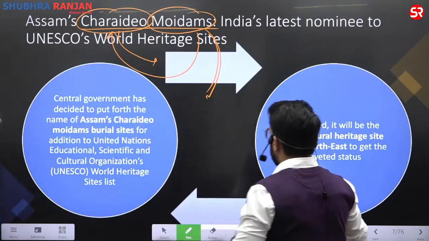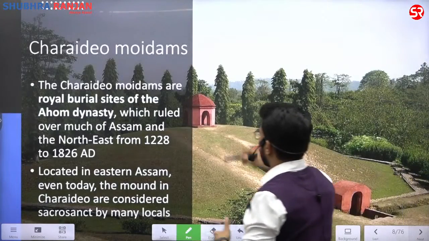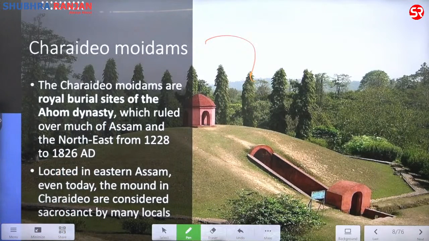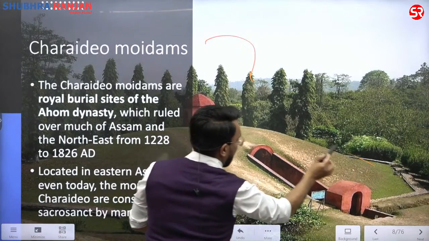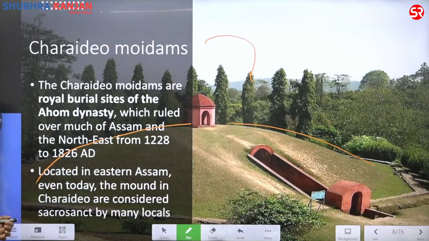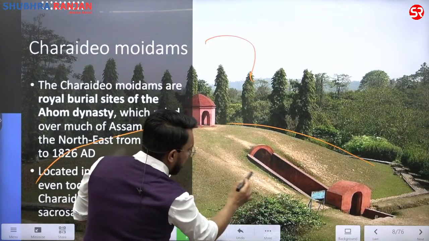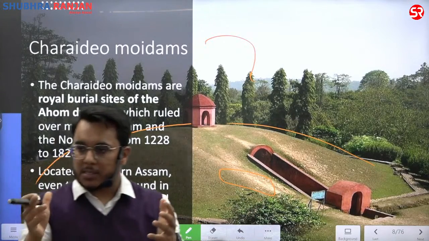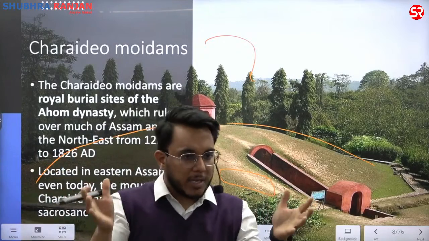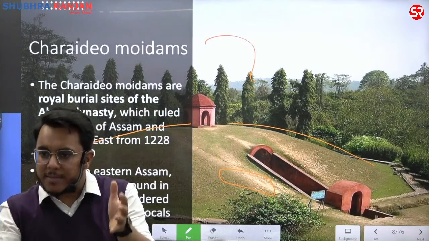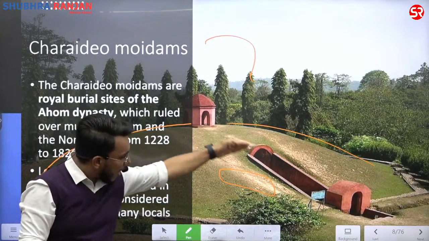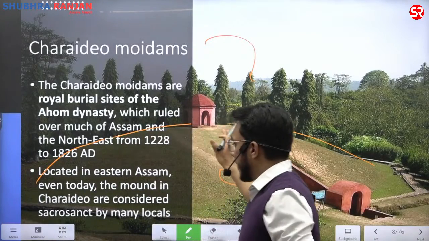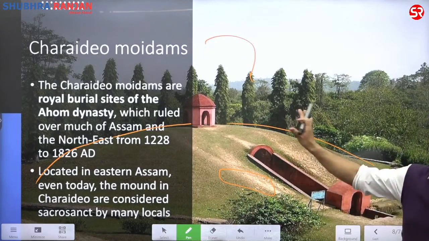Now, when we talk about these moidams, first of all, what does this particular word moidam mean? Moidam means a kind of a mound, a kind of a mountain, a kind of a structure. So basically, here we see that there have been the tombs or graves of the kings, the queens, basically the royals of the Ahom dynasty. Over those tombs these mound-like structures have been created, and these mound-like structures have now been asked to be given world heritage site status.